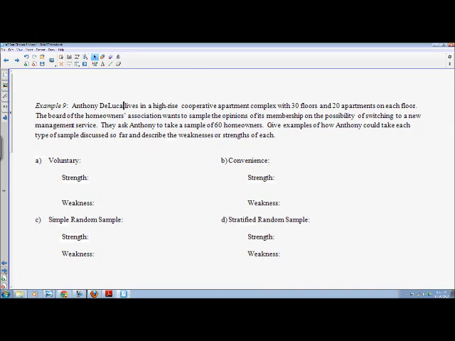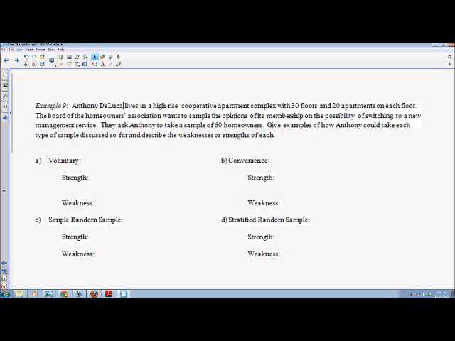Okay, so the next page, example 9. Anthony DeLuca lives in a high-rise cooperative apartment complex with 30 floors and 20 apartments on each floor. The board of the Homeowners Association wants to sample the opinions of its members on the possibility of switching to a new management service. They ask Anthony to take a sample of 60 homeowners. Give examples of how Anthony could take each type of sample discussed so far and describe the weaknesses and strengths of each.